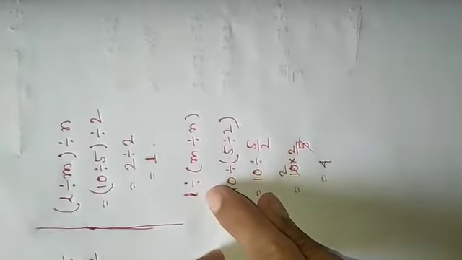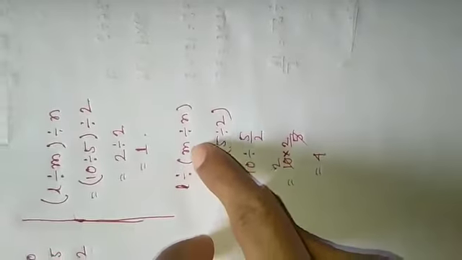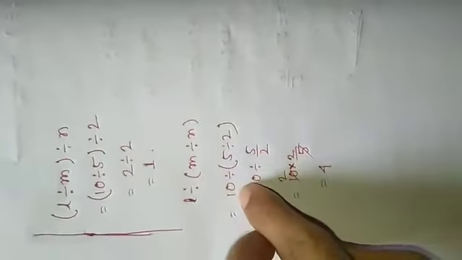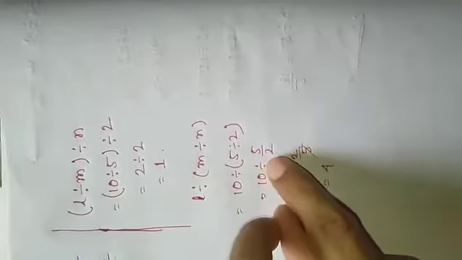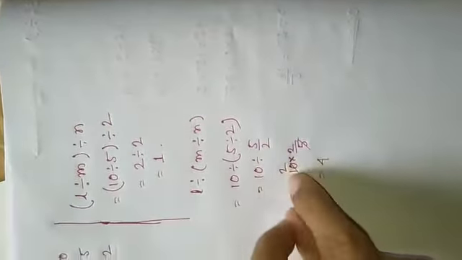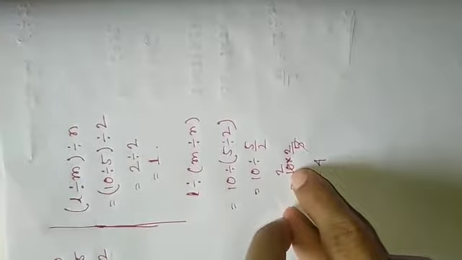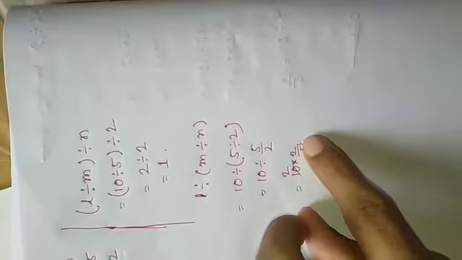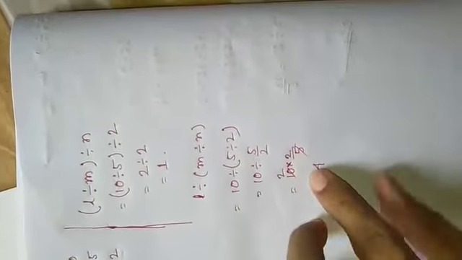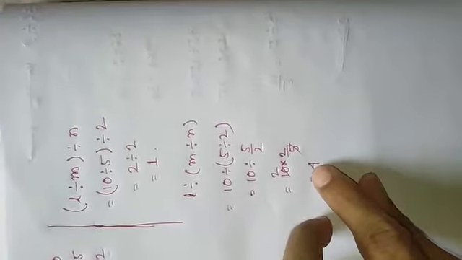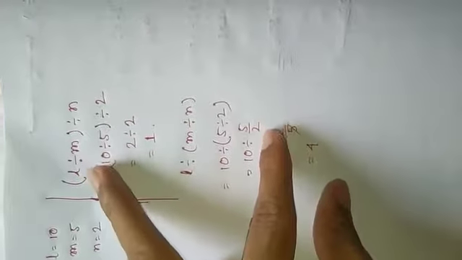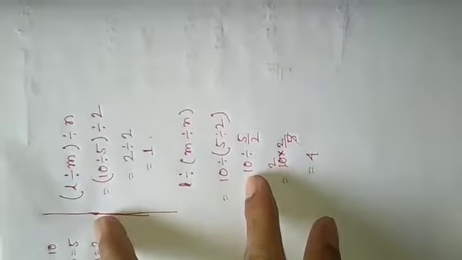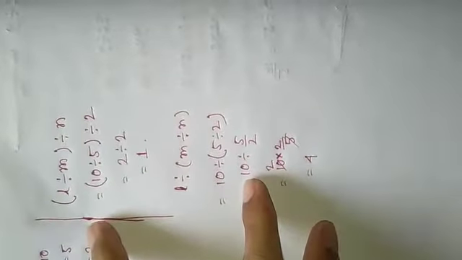be 1. But if we write L divided by (M divided by N), then 10 divided by (5 divided by 2) in the first bracket, so 10 divided by 5 by 2, we know that it will be 10 into 2 by 5, so the ultimate answer will be 4. So these two are not equal, so we can say that L divided by M divided by N is not equal to L divided by (M divided by N).